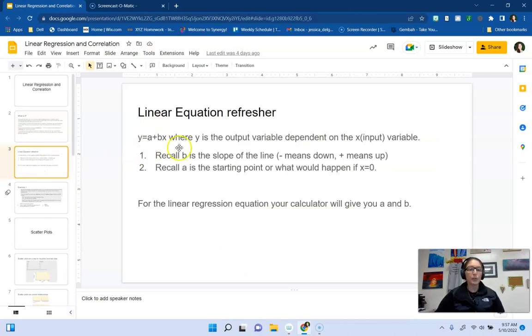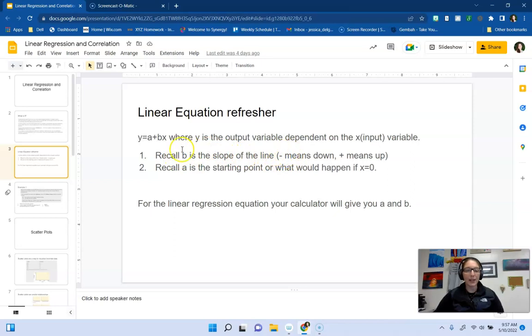For this, we do need a little bit of review on linear equations. Think back to y equals mx plus b: b was the y-intercept, m was the slope. We use a little bit different letters here, an a and a b instead of an m and a b, but think of it as exactly the same. x is always your input variable, y is always your output variable, so that's no different. But in this case, b, the coefficient of x, is going to be the slope of the line.